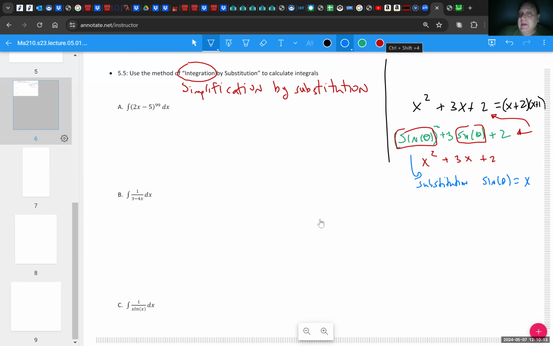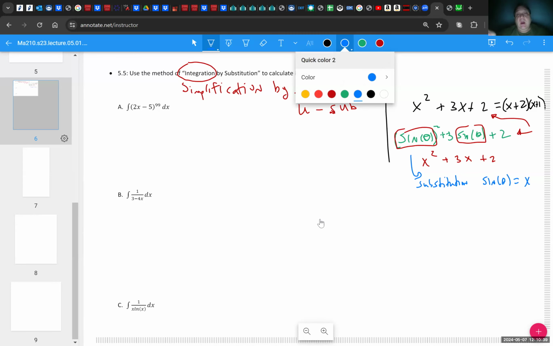Typically, the letter that mathematicians use for their substitution is not x. They use the letter u. So a lot of people will call this u substitution or u sub, because traditionally they use the letter u as the new variable. You can use whatever letter you like. You do not need to use the letter u. I'm going to use it because that's the traditional one that you will see in the textbook and in other sources.